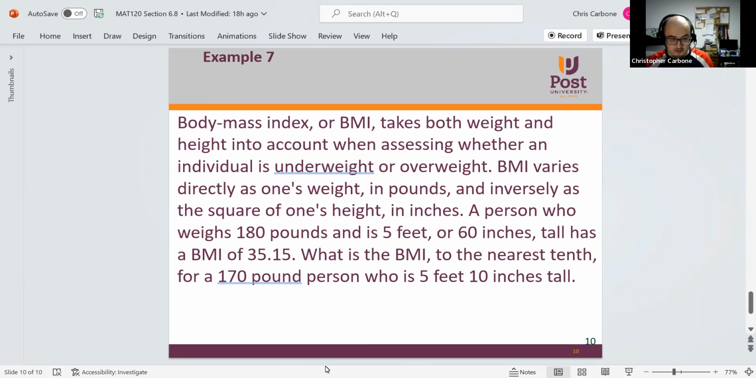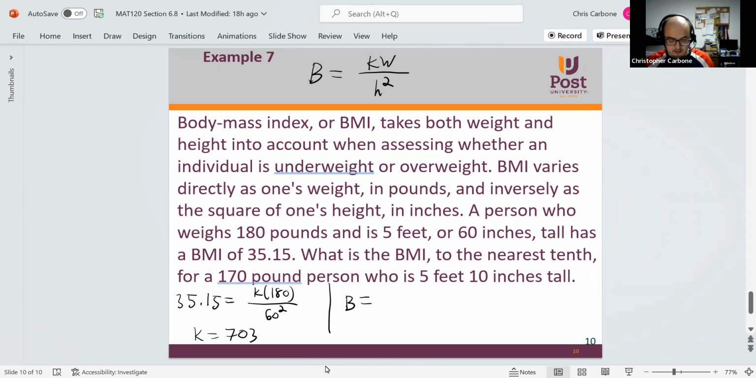So the overall formula, I'll write that up here, is that BMI is equal to k times the weight divided by the height squared. So to solve for k, 35.15 would be equal to k times 180 divided by 60 squared. So in this case, we would multiply it by 60 squared, or 3,600, divide by 180. We would get a k value of 703.